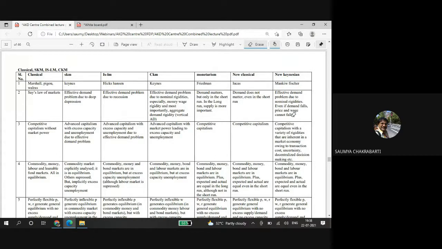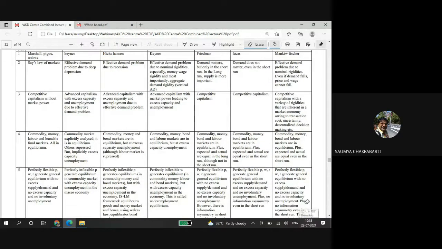So New Keynesians are actually very interesting. They take every assumption, even competitive capitalism, and they take rational expectation. They take all the assumptions of new classical macroeconomics. They take everything, but where do they differ? That is very important. They say that there is competitive capitalism with a variety of rigidities that are inherent in a market economy, owing to transaction cost, uncertainty, decentralized decision making, etc.